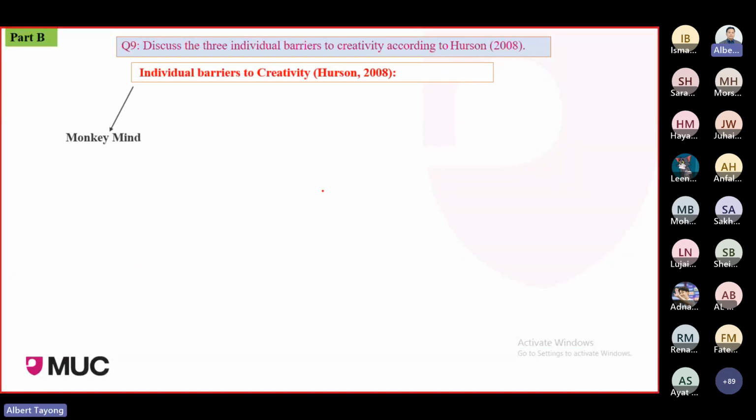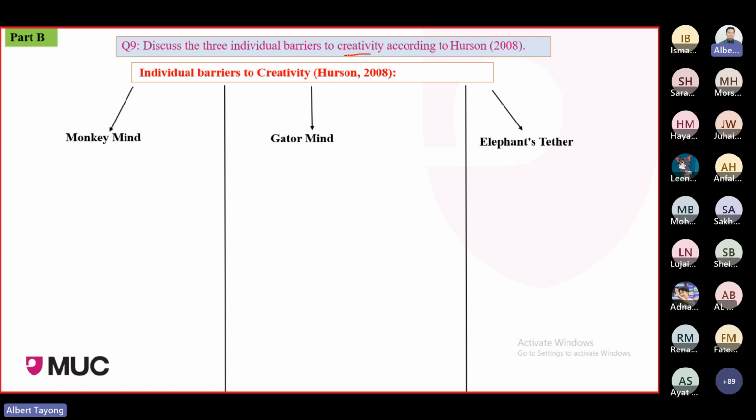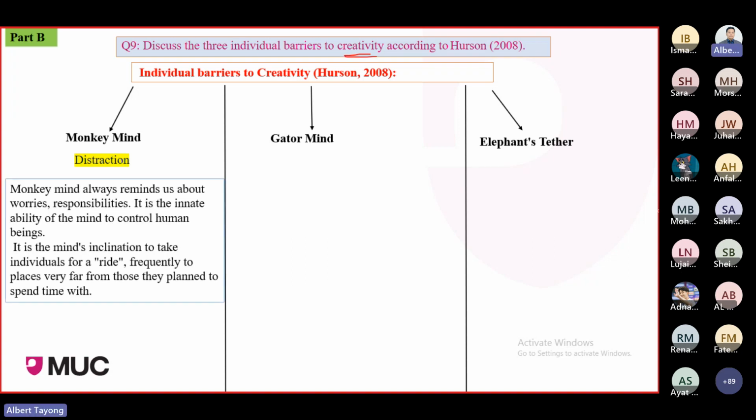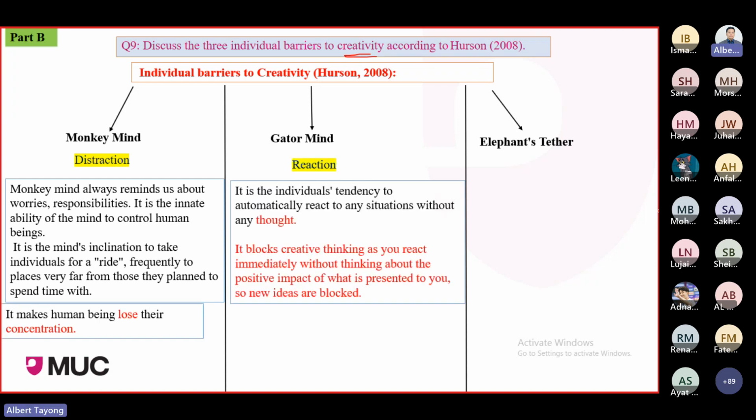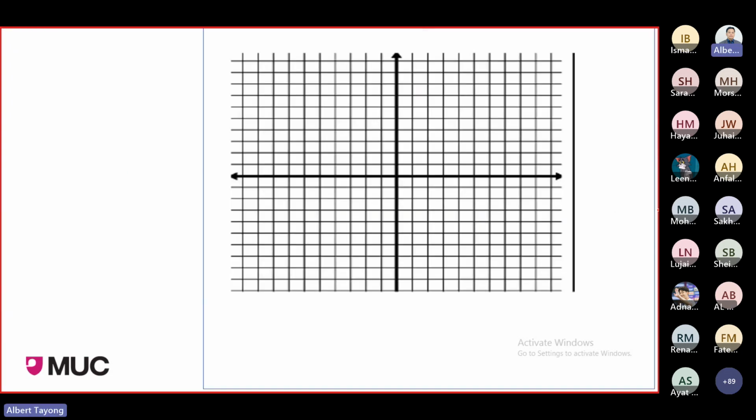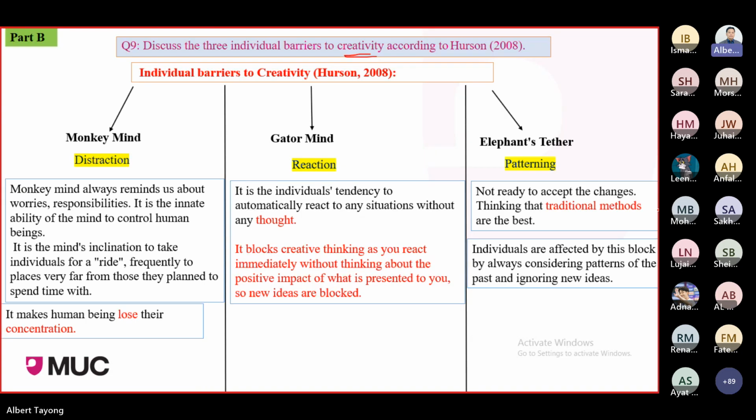Or you might be talking about the monkey mind, gator mind, and the elephant's tether. These are the 3 barriers to creative thinking. So monkey mind is all about distraction, and gator mind is reaction. Elephant's tether is about patterning. Okay, so patterning here means you are focusing on traditional methods, always considering the past, clinging to the past to solve problems. So you are ignoring new ideas.